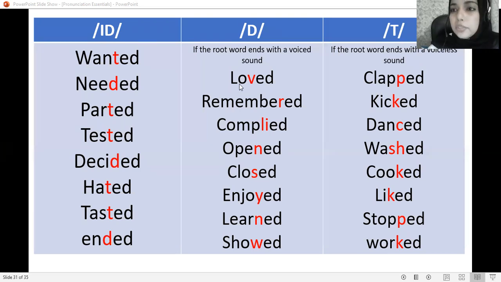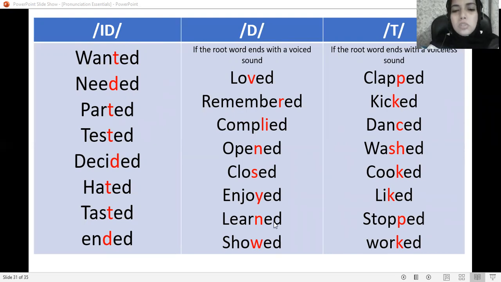So loved, loved. You don't say loved with an id, that's it. So loved, remembered, complied, opened, closed, enjoyed, learned.